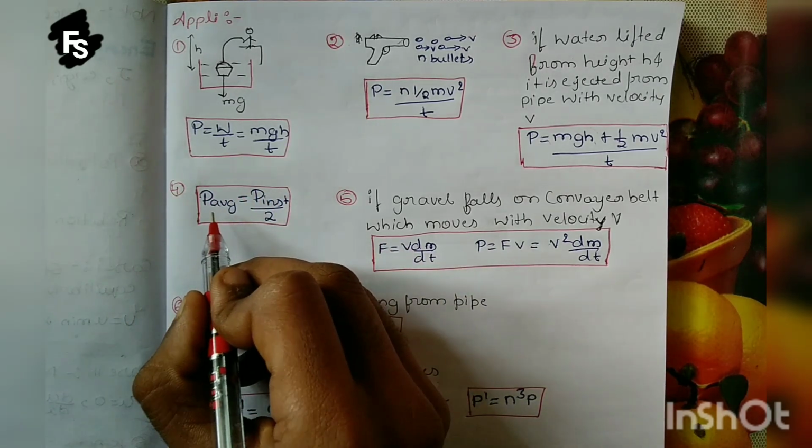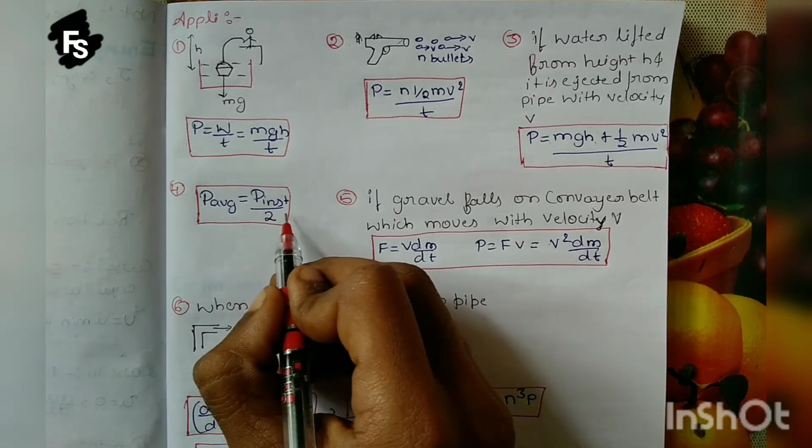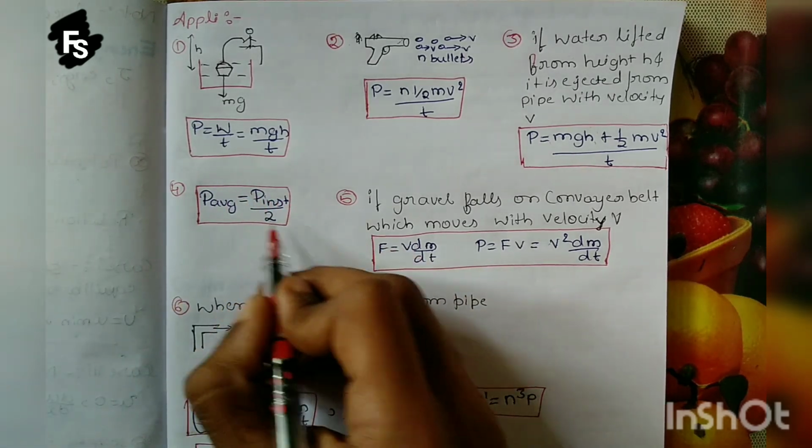Remember it. Fourth, average power is equal to instantaneous power by 2. This is some derivation we don't need. We only need the formula.